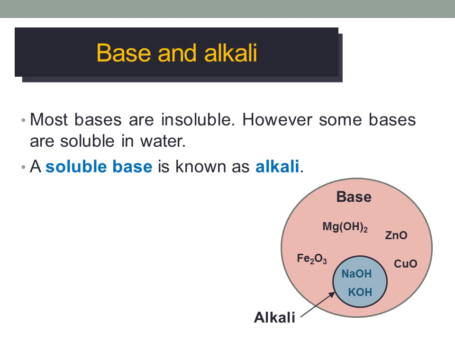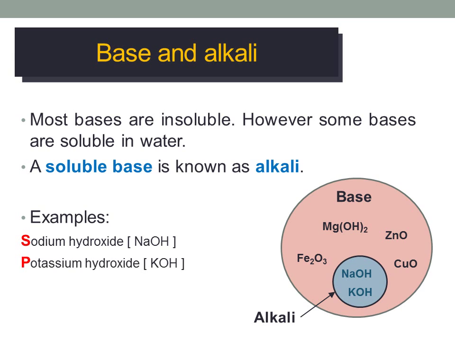In our syllabus, we will need to memorize the three examples of alkalines and their chemical formula. These three are sodium hydroxide, potassium hydroxide, and aqueous ammonia. They are commonly called SPA for short, S for sodium, P for potassium, and A for ammonia.